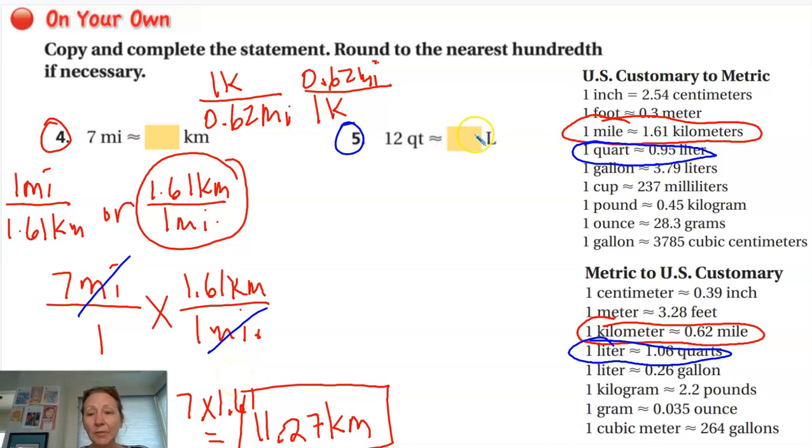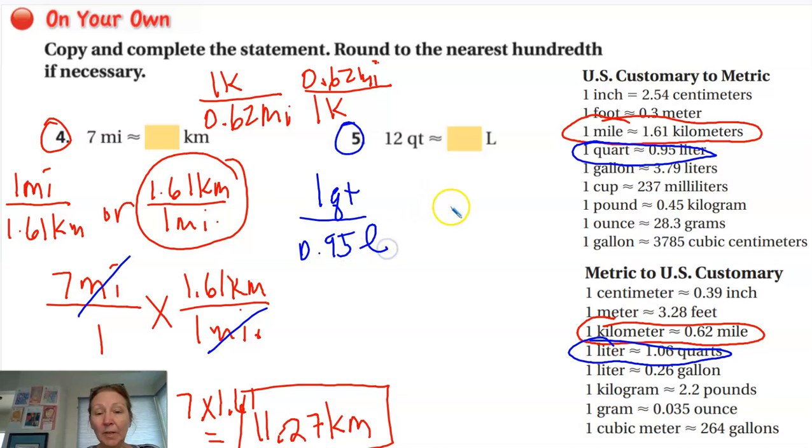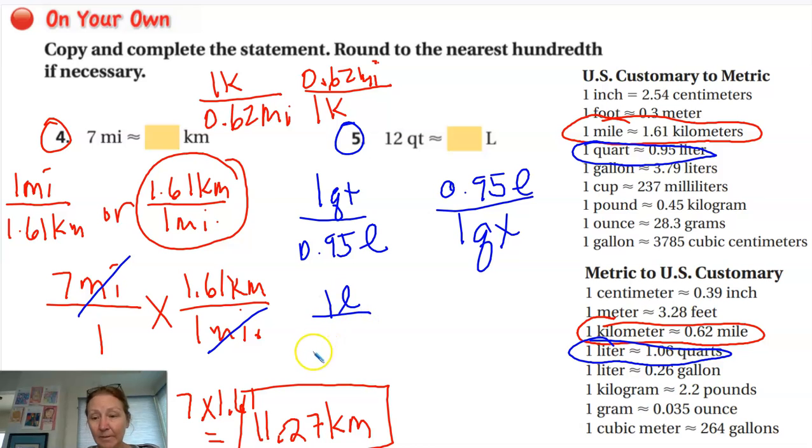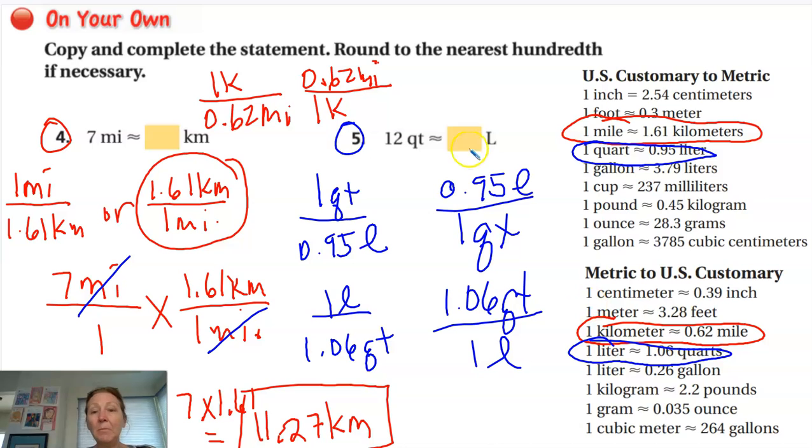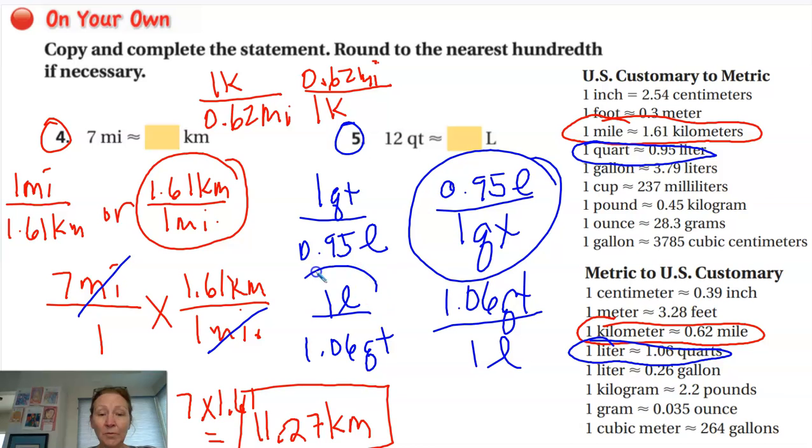Okay, quarts to liters. I'm going to write these and then erase them because I am running out of room. So I have 1 quart is equal to 0.95 liters, or I flip it around, 0.95 liters equals 1 quart. And then the other one would be 1 liter for every 1.06 quarts. Flip it around, 1.06 quarts is equal to 1 liter.